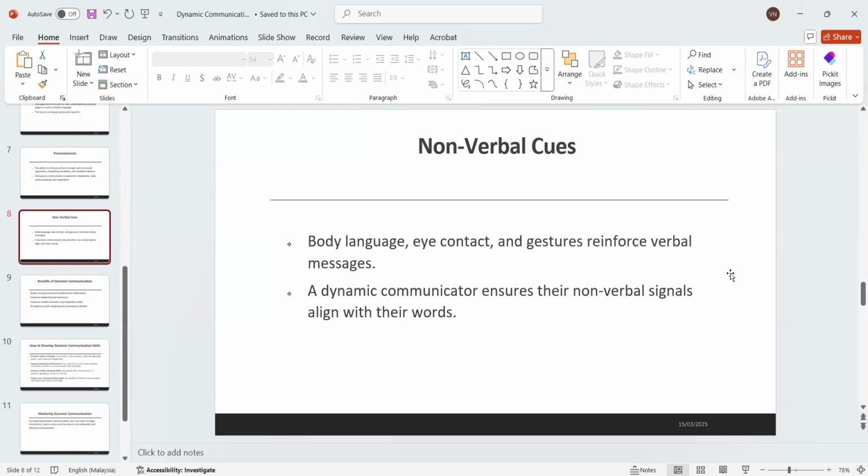Every one of them knows that you are paying attention to them, and you are eliciting their attention towards you, the effective dynamic communicator. Your gestures are all appropriate, and they will then reinforce your verbal messages. You see, a dynamic communicator ensures his or her non-verbal signals align with your words. As I always said, appropriacy, everything must be appropriate.